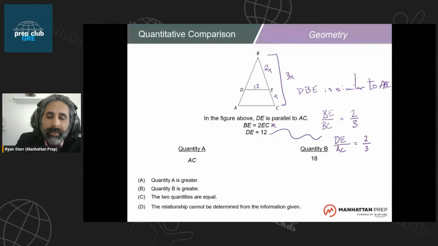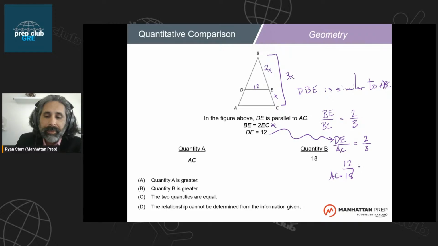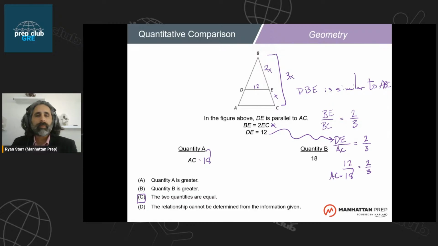And since DE is 12, do that math any way you choose, and AC is going to be equal to 18. So it's going to keep that 2 to 3 ratio. You can leave it as 12 over AC equals 2/3, algebra it up, and 18 is what it's going to be. And that means these two sides are equal to each other.